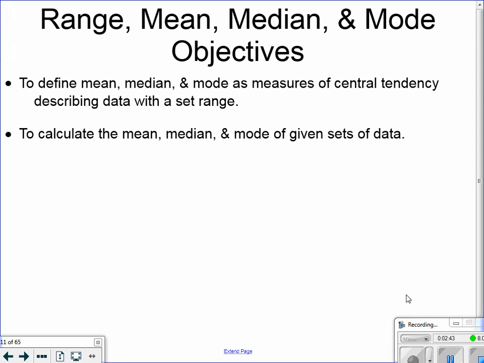All right, today's lesson we're going to talk about range, mean, median, and mode. So our objectives here are just to define mean, median, and mode as measures of central tendency, and describing data with a set range. And then we're going to calculate the mean, median, and mode given certain sets of data.